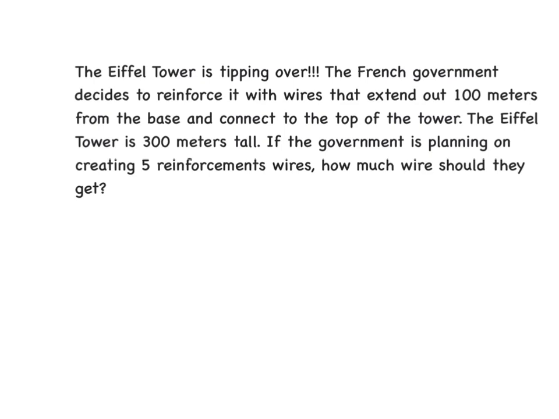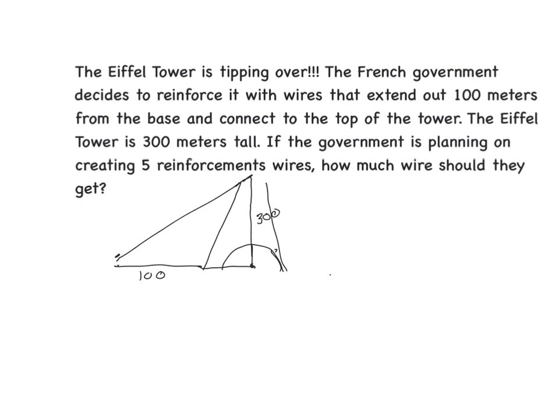Okay, so basically what we have is, here's our Eiffel Tower. Looks lovely like that, and it's leaning a little bit. So we've got this going right here, and this length from the base of it is always 100, it's from the center, 100 meters from the base in the center, and then this length right here is 300. So we're going to end up multiplying this by 5 because we're going to have 5 of these. So this is our wire.